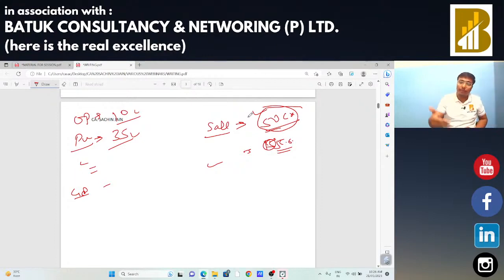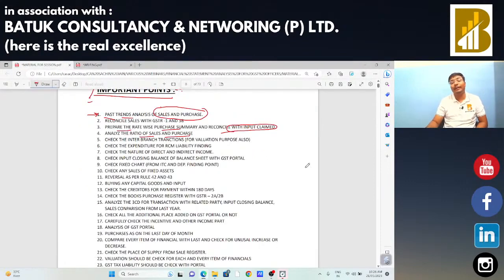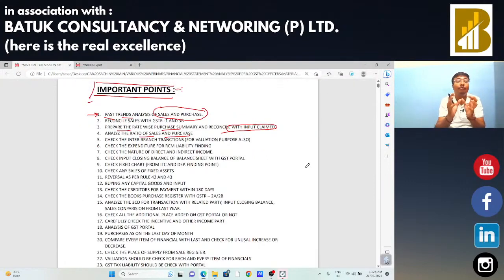We are going to take the particular financial statement also. At that time we are also going to discuss that practically, but you just need to keep in your mind that we need to do the analysis of the ratio of sales and purchases also. Okay sir, all these points are relevant in case of fake invoicing. By analyzing these things, you can easily identify fake invoicing, or paper transactions.